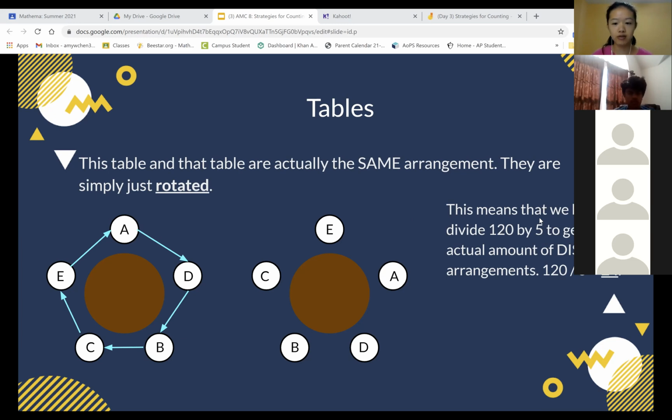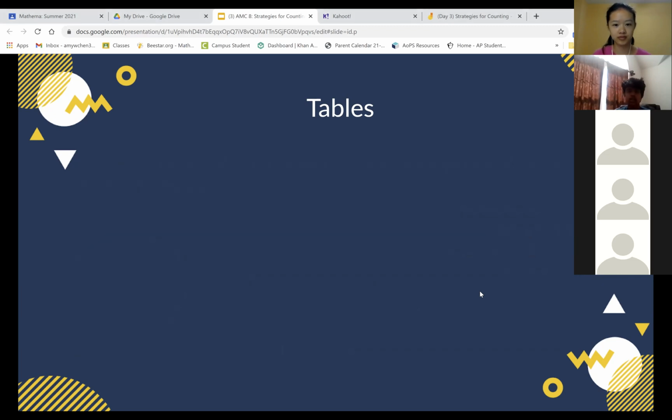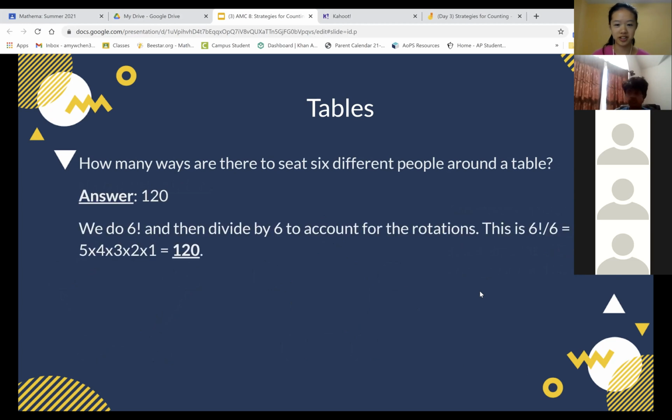Okay. If you have 6 people sitting around a table, what would you do? Okay, well, it looks like we already have an answer. Yeah, that's exactly correct. 6 factorial ways to arrange the 6 people. We divide by 6 because of rotation, which gives us the same arrangement in different orientations. So 120. Okay, everybody understands that. Good job, guys.